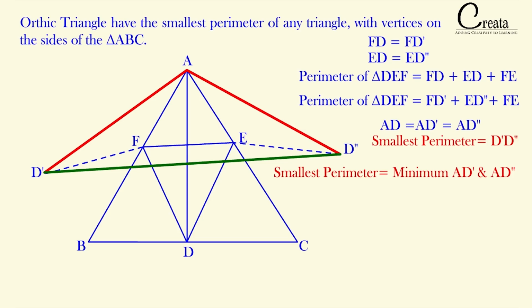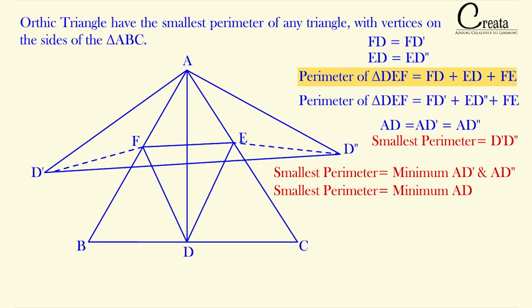And just now we have seen that AD dash and AD double dash is equal to AD. So we need to get the shortest distance of AD. Shorter will be the AD, so we will get the shorter AD dash and AD double dash. All these three lengths are equal to each other. So the shorter will be these three lengths, the shorter will be the length D dash D double dash. Are you getting the point? Are you able to see the transformation? I am just repeating again to remove any of the confusion.